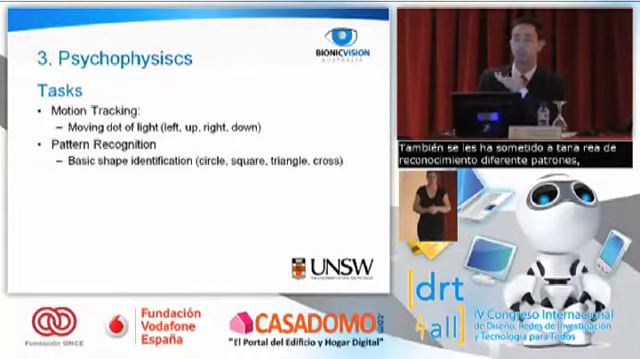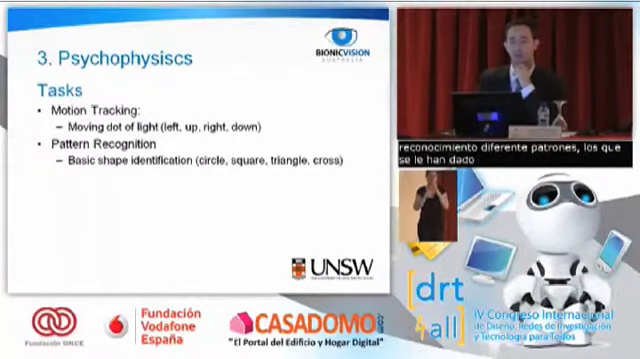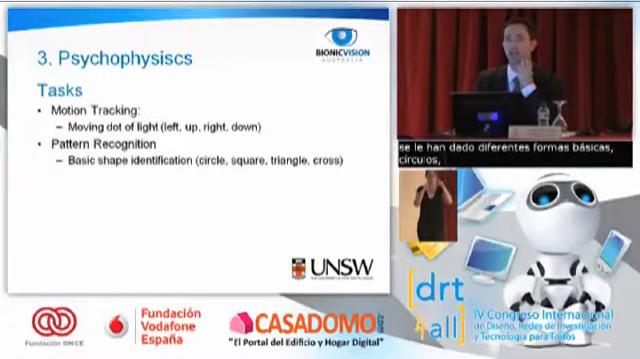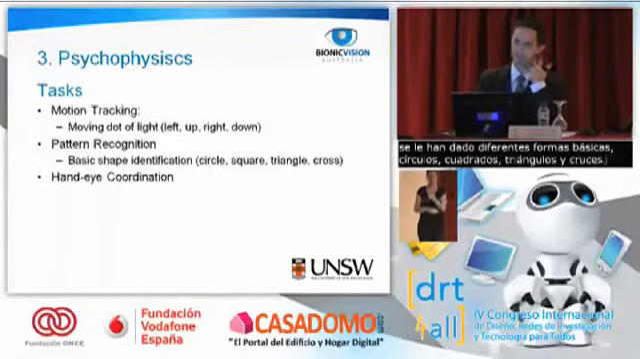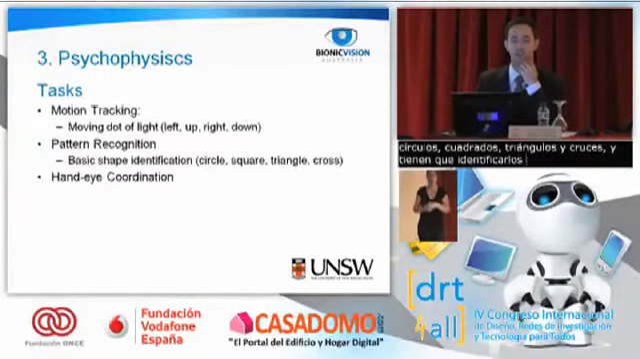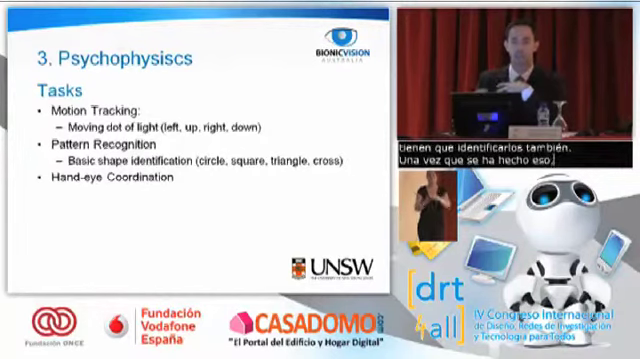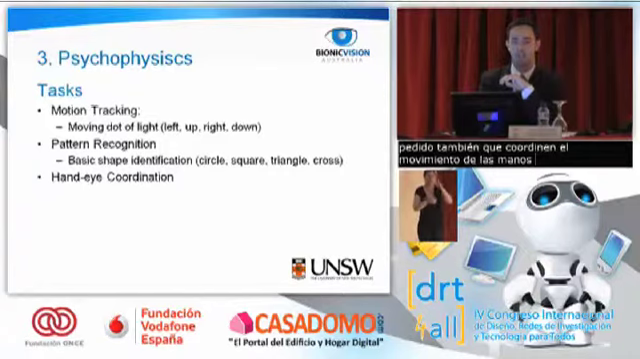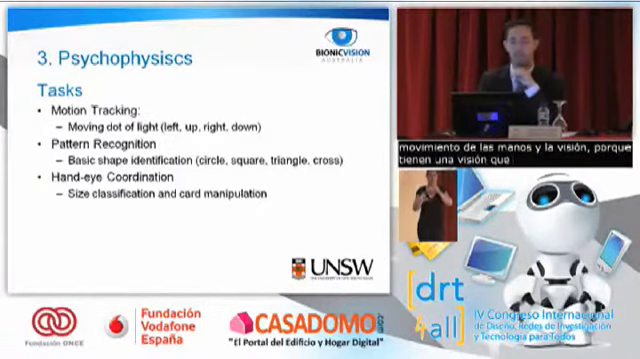look into pattern recognition. And what we've done is we've given them very basic shapes like circles, squares, triangles, and crosses, and they also have to identify them. After that, we have asked them to coordinate the hand-to-eye movement because there is a lack of depth.